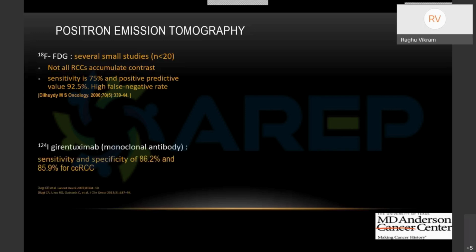There are certain new tracers that are studied, like the one I came across was girentuximab. We don't do this, but this is out there. I think in Stanford they do this in some trials. It's a monoclonal antibody which can actually tell you whether an enhancing lesion is renal cell carcinoma or not.